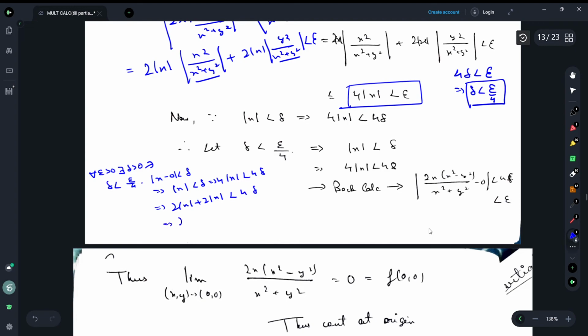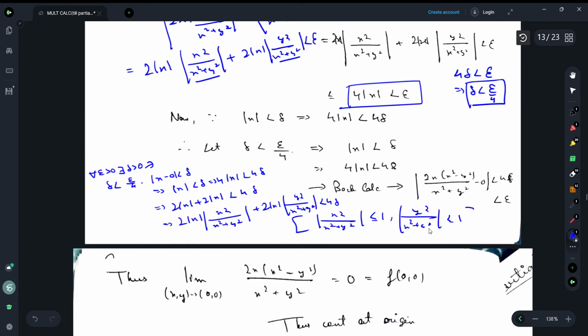Now we can write this as 2 times mod of x times mod of x square over x square plus y square, plus 2 mod of x times mod of y square over x square plus y square, and it is less than 4 delta. The reason is that mod of x square over x square plus y square is less than or equal to 1, and y square over x square plus y square, its modulus is also less than or equal to 1. Okay, clear?